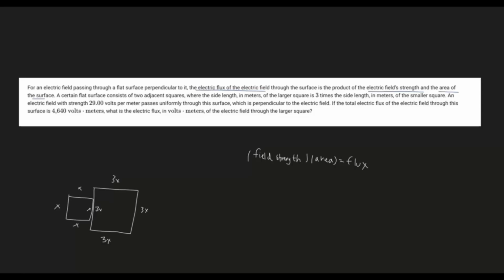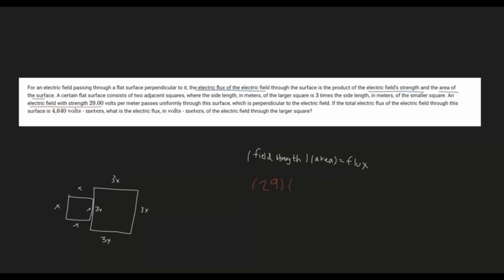It says an electric field with a strength of 29 volts per meter passes uniformly through the surface, which is perpendicular to the electric field. If the total electric flux of the electric field through the surface is 4,640 volts times meters, what is the electric flux in volts times meters of the electric field through just the larger square? That's a lot of information, but essentially it boils down to electric field times area equals the flux. They've given us the electric field strength, which they say is 29 volts per meter. So 29 is going to be our electric field strength.